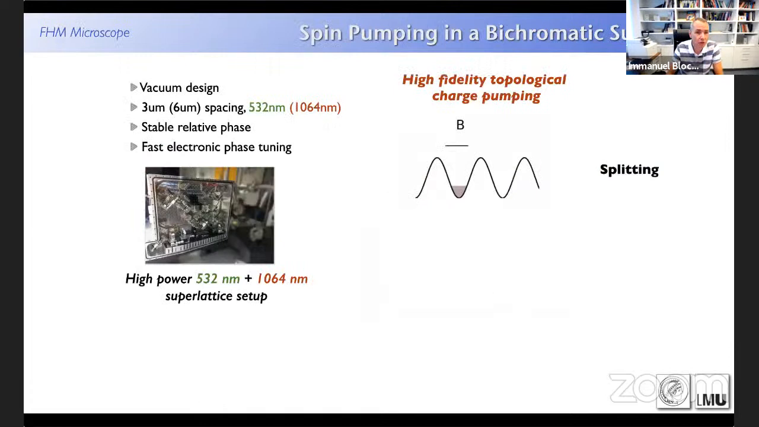So how does this work? How do we do this separation and the splitting of the spins into two planes?